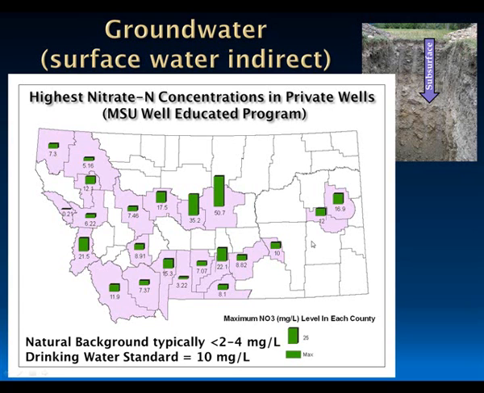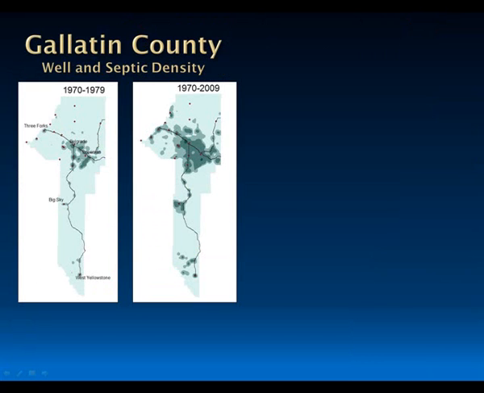Groundwater: this is a map that shows the highest nitrate concentrations from our private well testing program across Montana, and we see some really high numbers in some places across the state. Natural background we would typically expect to be less than 2 or 4, depending on where you're at, and the drinking water standard again is 10. We've got places in central Montana that are up above 50, and here in the Gallatin we've got places that are above 15.